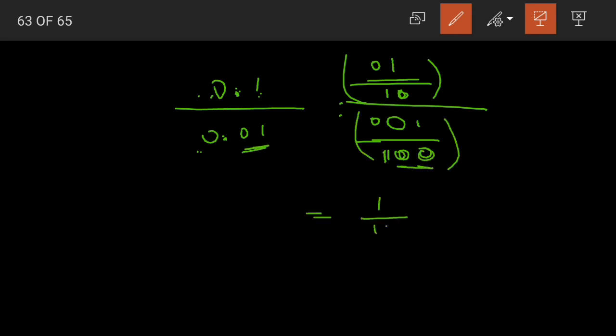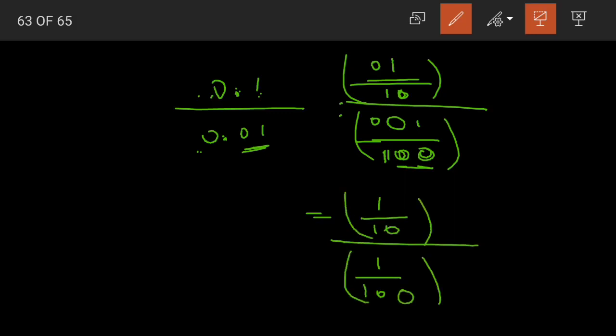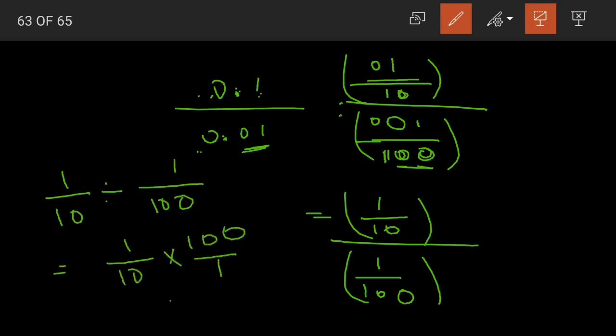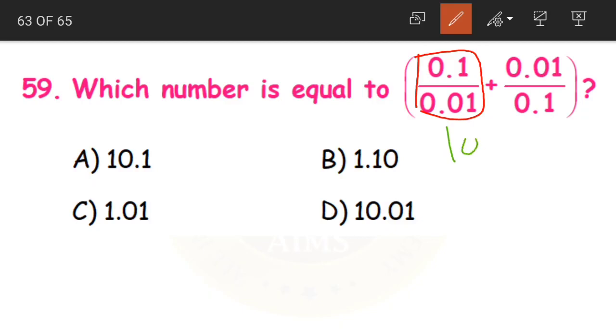So what do we have now? 1 by 10 divided by 1 by 100. It's the division of 2 fractions. How will we divide? 1 by 10 into 100 by 1. So it would be 100 divided by 10. When we divide 100 by 10, what is our answer? 10. Yes, so 100 divided by 10 is nothing but 10. The simplified form is 10.